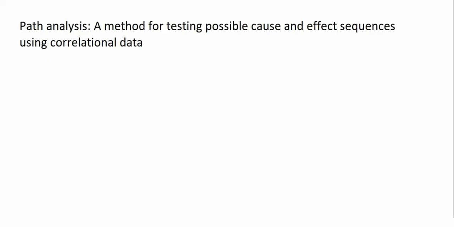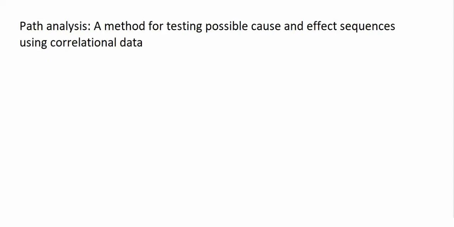But what a path analysis does allow you to do is test a set of possible cause and effect sequences and decide which of those possibilities is the most consistent with the data. So you can't confidently say that a certain cause and effect sequence is the truth, but what you can say is, out of all of the cause and effect sequences that I tested, I'm the most confident about this one, because this one is the most consistent with the data that I gathered.